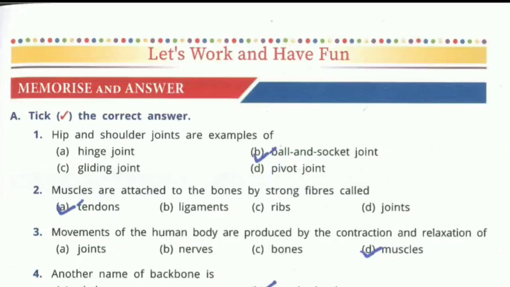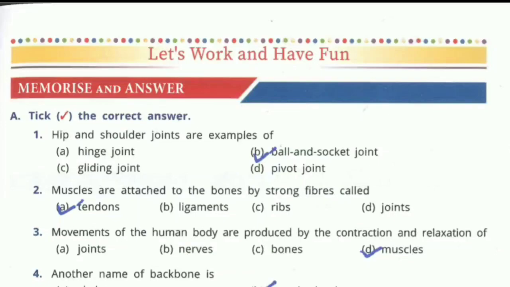Number 1, hip and shoulder joints are examples of A. Hinge joint, B. Ball and socket joint, C. Gliding joint, and D. Pivot joint. So the answer is B. Ball and socket joint. Number 2, muscles are attached to the bones by strong fibers called A. Tendons, B. Ligaments, C. Ribs, and D. Joints. So the answer is A.